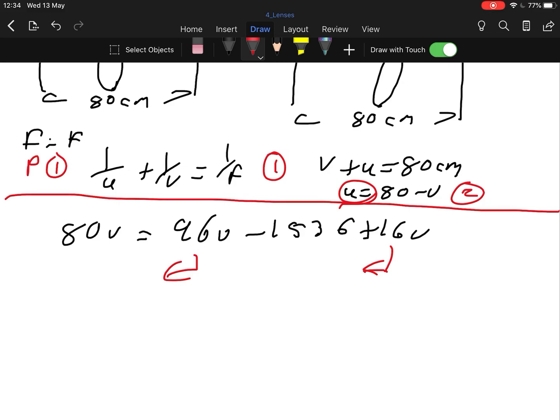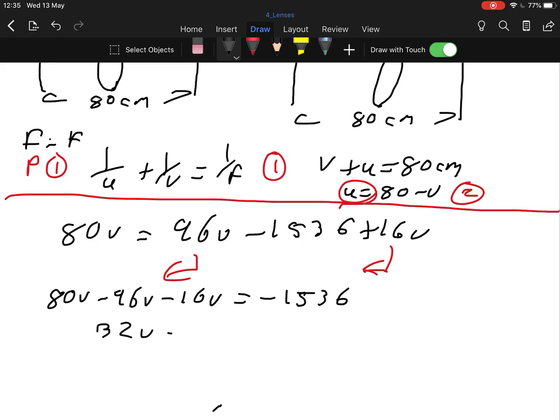Was that a plus or a minus 16? Sorry, let me double check that. It was a plus. Okay, that's going to go over. So we're going to have 80v minus 96v minus 16v equals minus 1536. So this will become 32v minus 1536 equals 1536. So v simply equals 48. Okay, so v is 48.